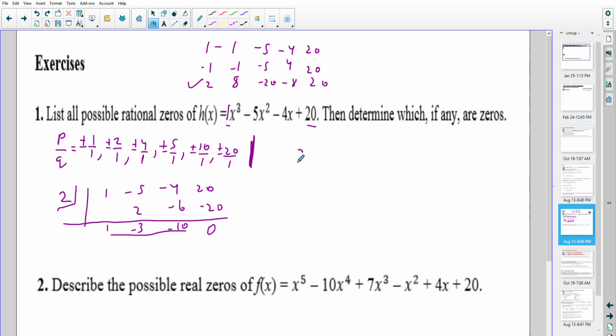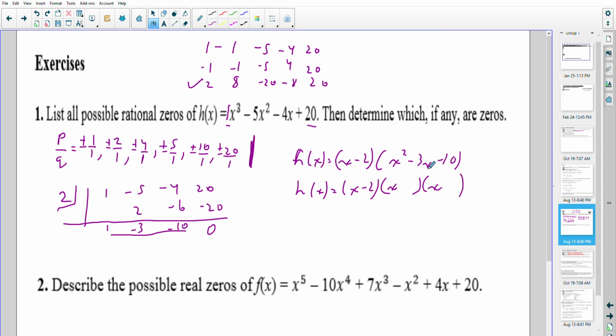So to write h of x, I know that x minus 2 is my first factor, and the second one is going to be x squared minus 3x minus 10. Then what I would do is factor it down, or try to factor it down, and see if there are any other rational factors. So this is going to be x minus 5 and x plus 2, and so now this completely factors. Now if it didn't factor, you would stop at this point as well. This is fine on this problem.